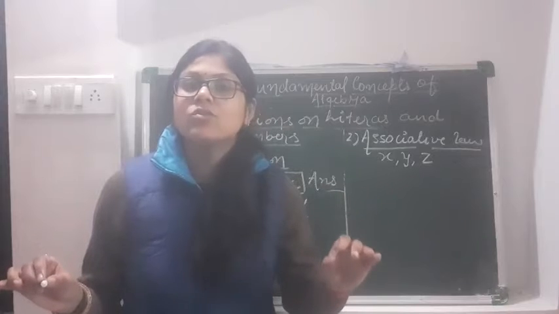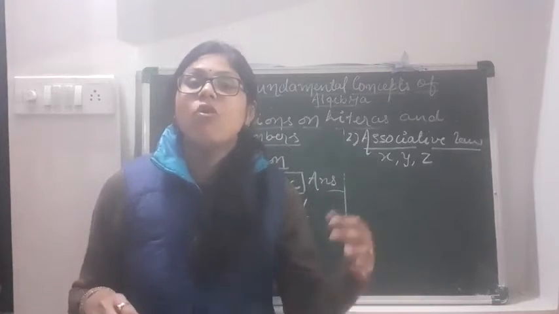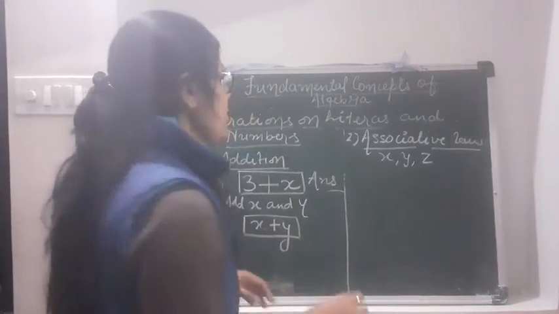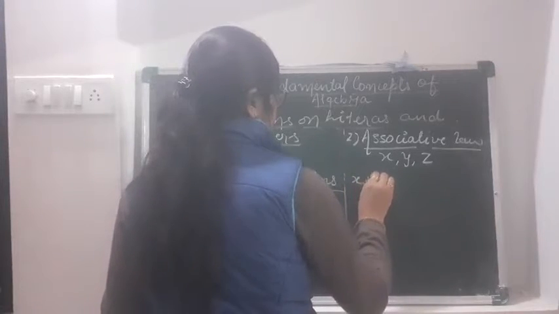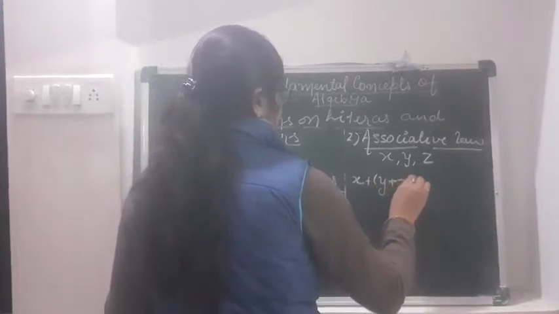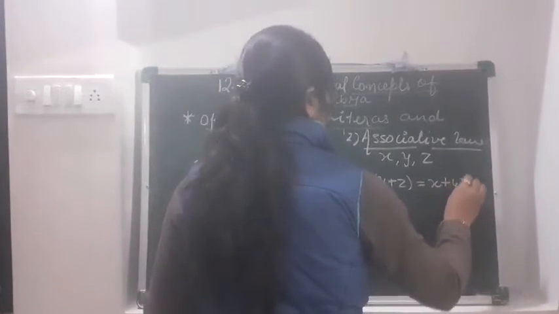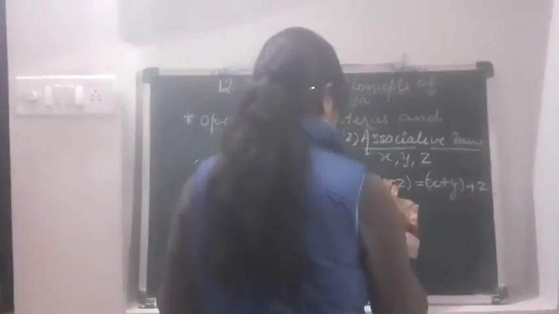And that's why only it is called algebra, when the numbers are taken in the form of letters. Okay. So x, y, z. So that means x plus y plus z will always be equal to x plus y plus z. Or we can do it this way. We can put the bracket here.